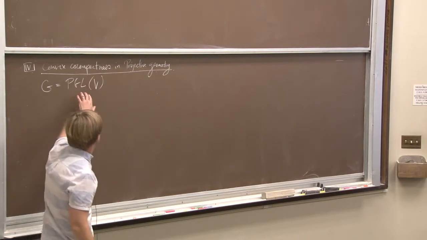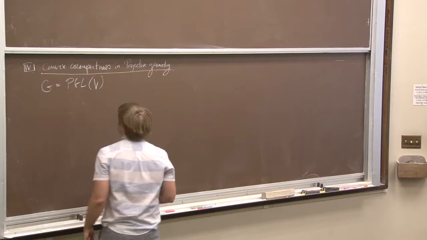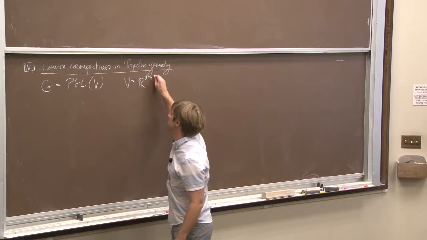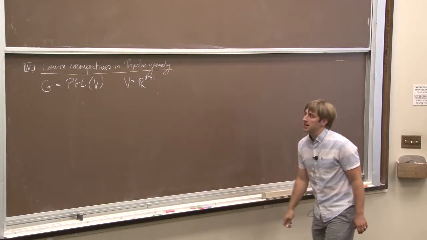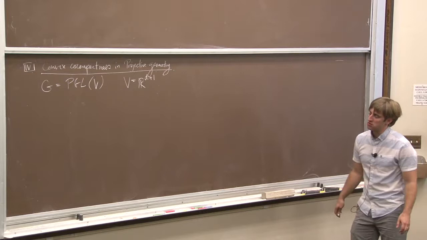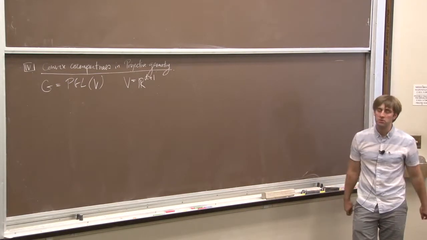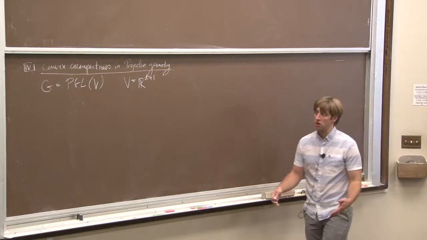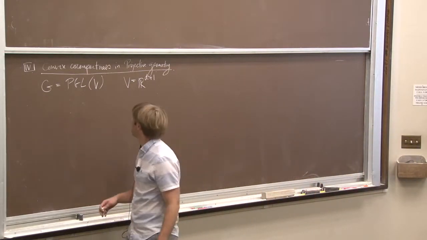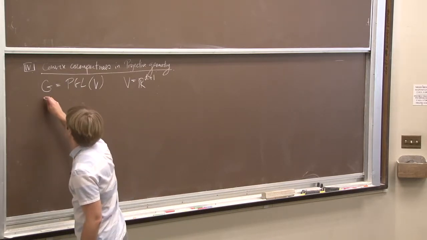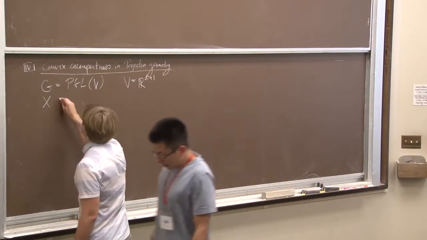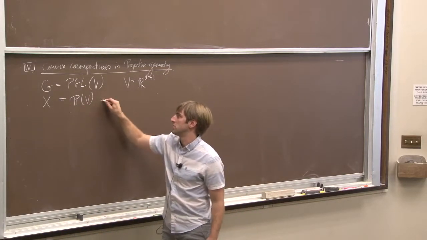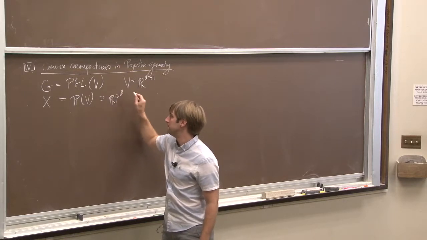G, the projective general linear group of a vector space V. So here V is just a vector space, a copy of R^(d+1), a real vector space. And G is its projective general linear group. So the general linear group, the linear automorphisms, divided out by the diagonal, the multiples of the identity. Okay, so what is X? X is not the Riemannian symmetric space. X is the real projective space, the projectivization of V, which is a copy of RP^d.